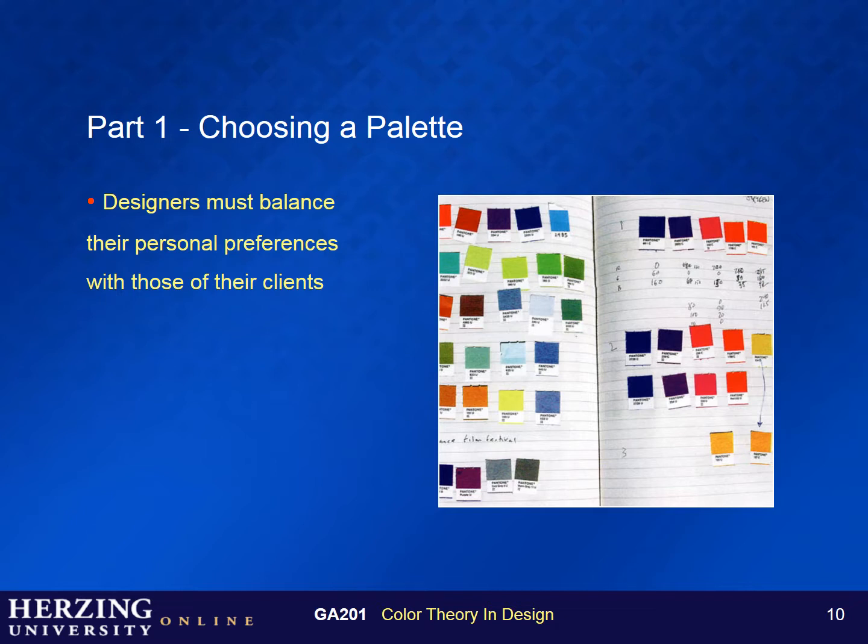Oftentimes, a designer's personal preferences will play only a small part in the selection of a color palette. In many cases, a client's needs and objectives will supersede the designer's first choices. After much practice, a designer will be able to reconcile such circumstantial factors and strike a necessary balance. When choosing a color scheme, one should seek combinations that engage the viewer and provide a balanced visual experience.